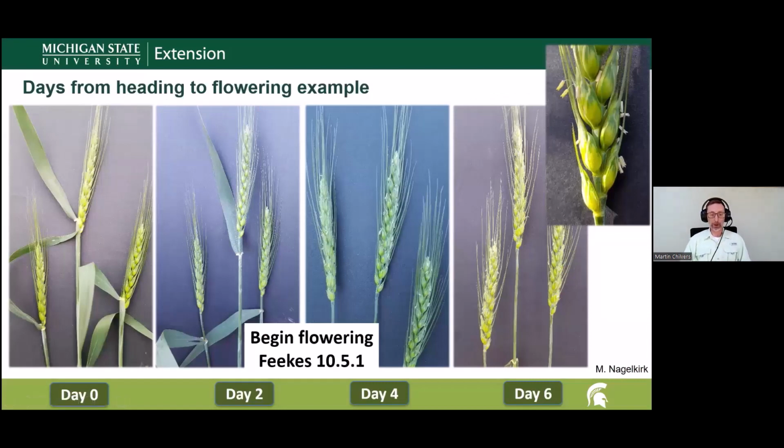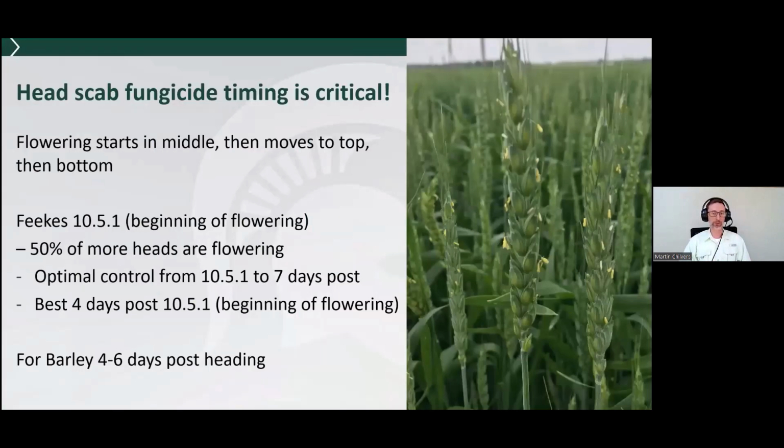When should we be spraying? Well, we really should be targeting flowering. From head emergence, about 2 to 4 days post head emergence is when the anthers, the flowers, start popping on those wheat heads. So that's the timing we really want to be thinking about. Timing is critical for head scab management. We have about a 7-day window from the beginning of flowering, when 50% of the heads have flowers, through to about 7 days after that to get disease control.